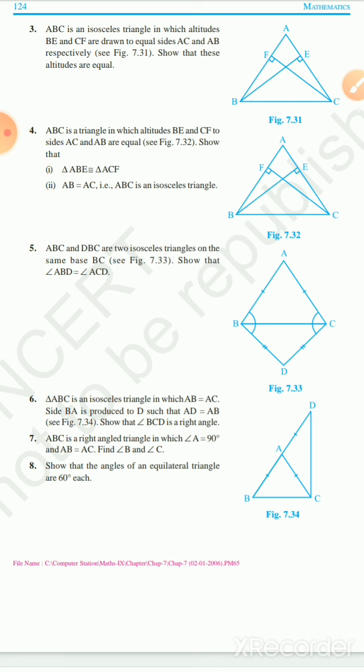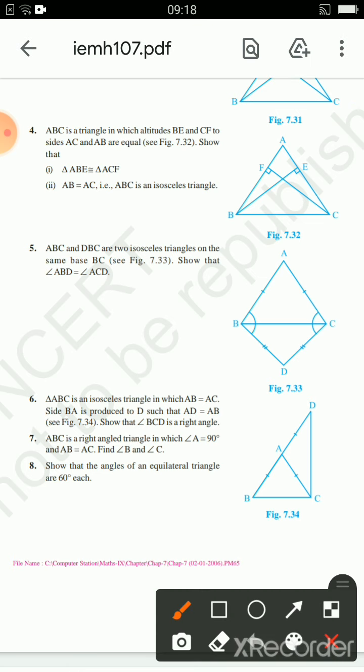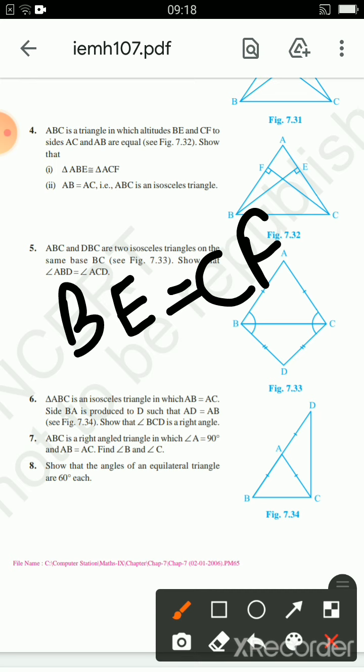ABC is a triangle in which altitudes BE and CF to sides AC and AB are equal. That means you are provided that the altitudes BE and CF to sides AC and AB are equal. यानी कि आप ये कह सकते हैं that the two altitudes BE is equal to CF. You have to show that triangle ABE is congruent to triangle ACF.